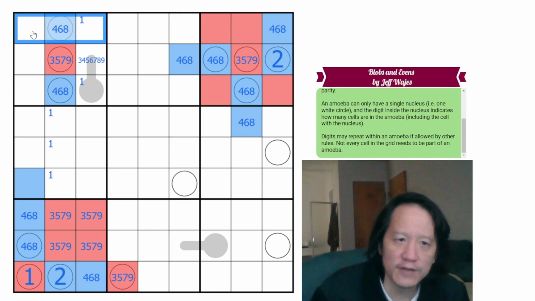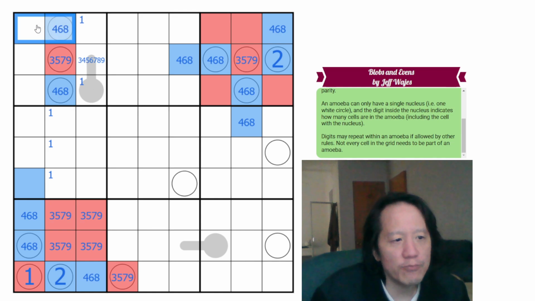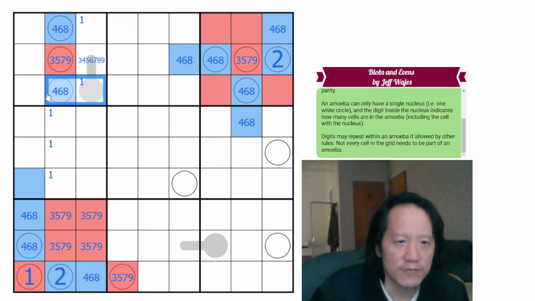Again, if this were even, we need an even amoeba of at least 4. The problem is if you go this way, that would have 2 nucleuses, so that's not allowed. If we try to do this, that's 5 even cells in box 1, so that's not allowed. If we try to do these 4, that's not allowed because we have 5 evens in row 1, and you can't do that. So this can never be even. This has to be odd.